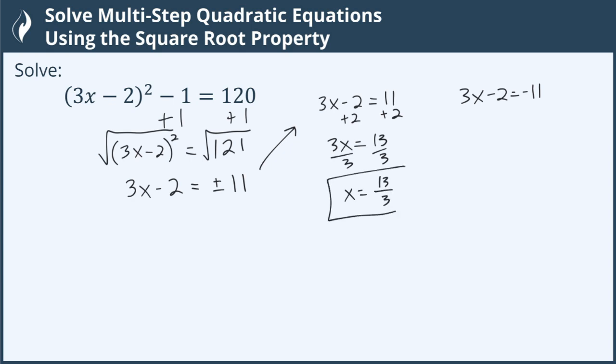We can leave it like that. We don't need to change it to a mixed number. You'll want to make sure the fraction is reduced, which this is reduced. 13 and 3 don't have anything in common, so we can't reduce it further.